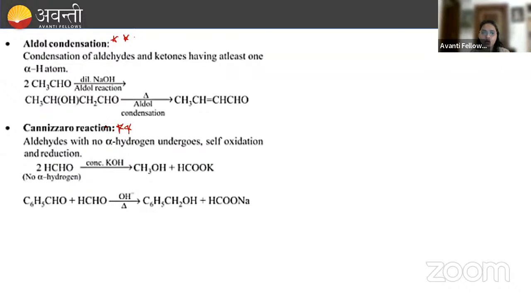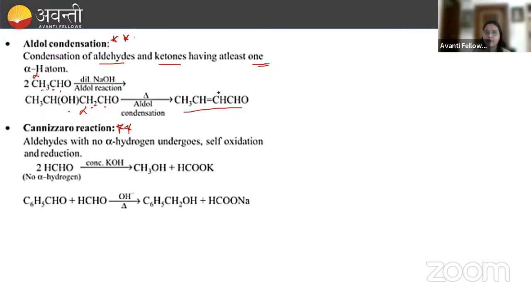So here what happens is, in aldol condensation, the condensation of aldehydes and ketones which contain at least one alpha hydrogen takes place. For example, this is our carbonyl carbon atom. Next to this is a carbon which contains 3 alpha hydrogens. This is our carbonyl group. Next to this is the alpha carbon which contains 2 alpha hydrogens. So when such structures are there, they will undergo self-condensation, or they will undergo condensation with another aldehyde, or a ketone will condense with another ketone molecule to form an alpha beta unsaturated carbonyl compound.